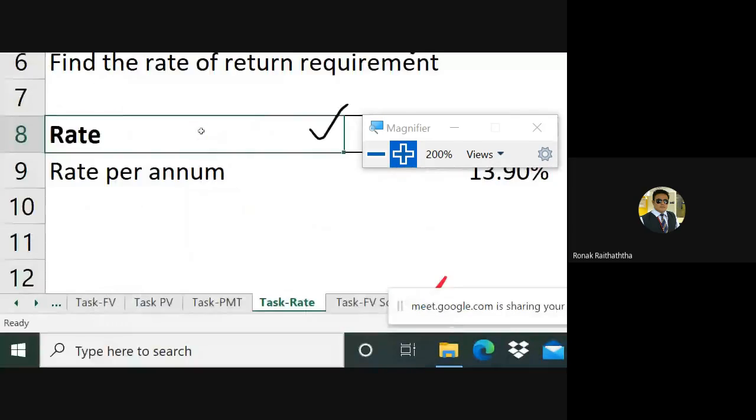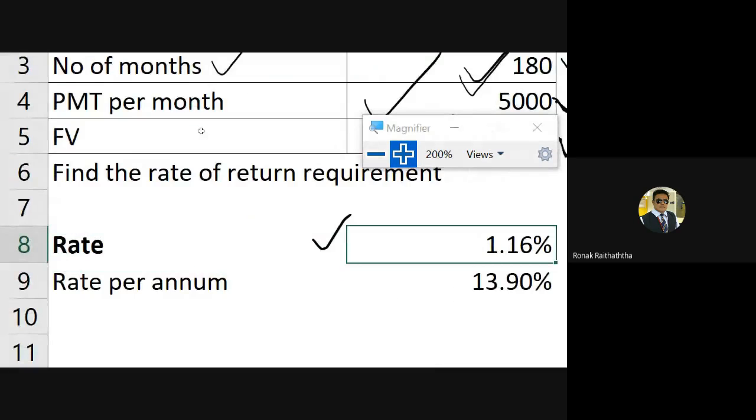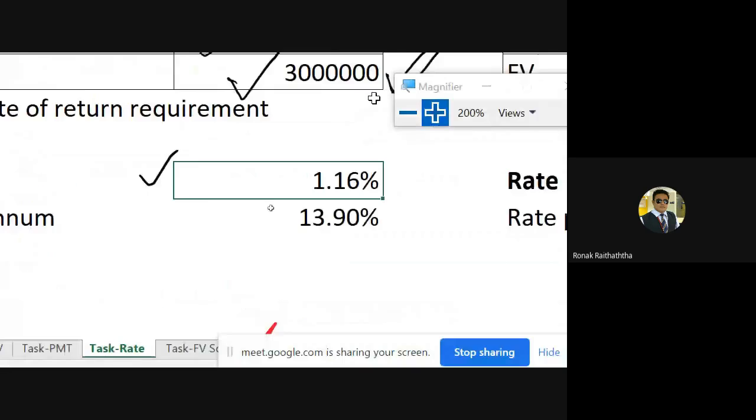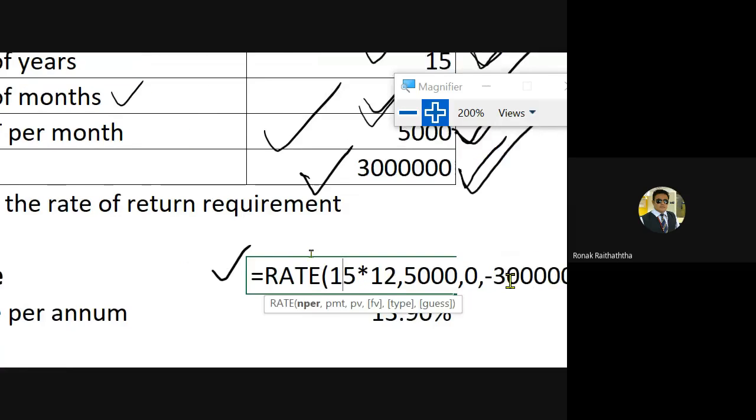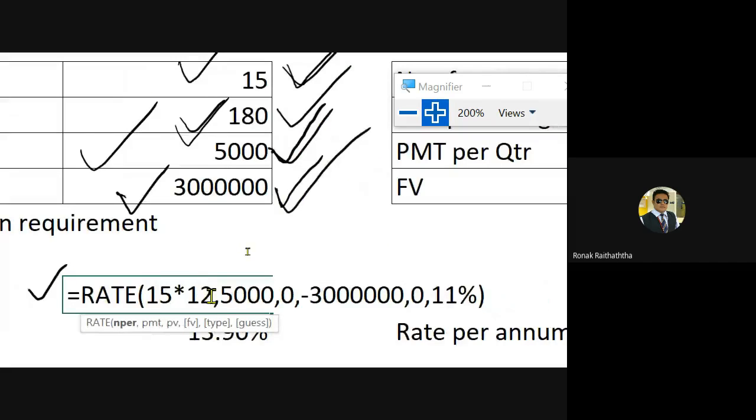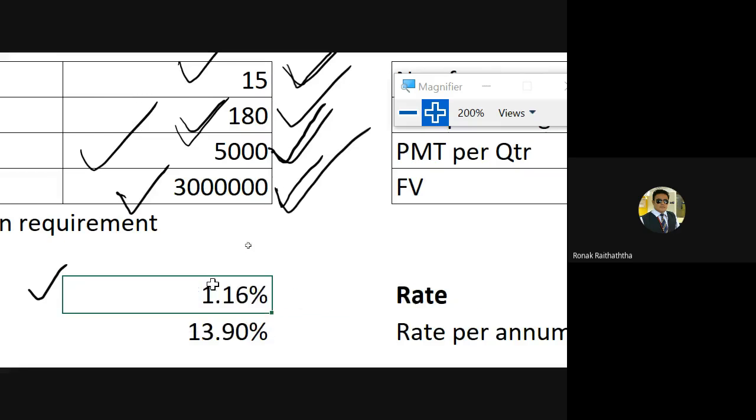And the rate comes to 1.16, as you must have observed. Now 1.16 is the required rate of return, which will be monthly in nature. Please try to understand. The rate would be given to you based on the frequency you have taken in the question. The frequency you have taken in the question is monthly, right? If you invest 5,000 rupees on a monthly basis, then it will give you a monthly rate. So what is the PMT frequency? Here it's monthly. So the rate is also monthly.